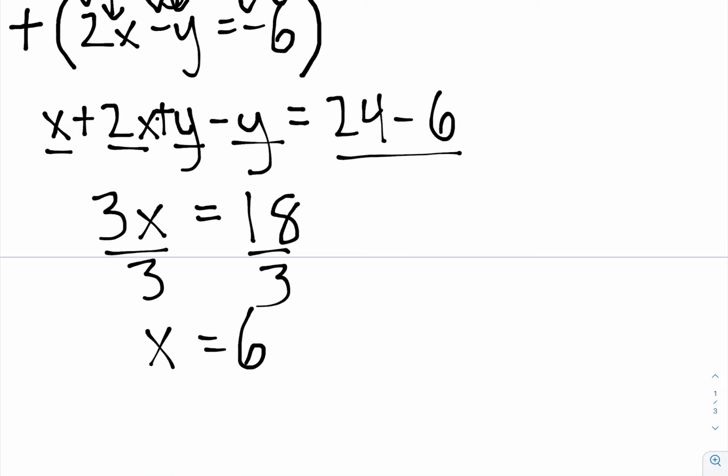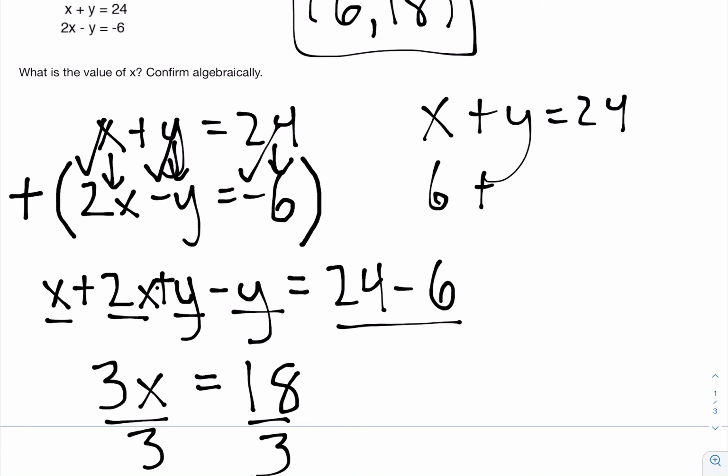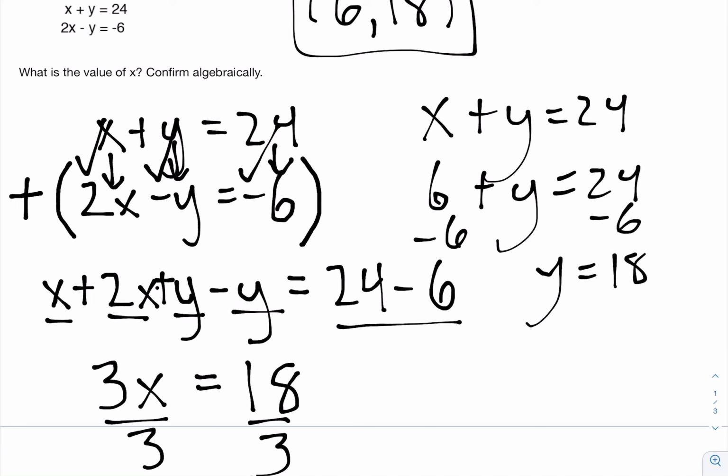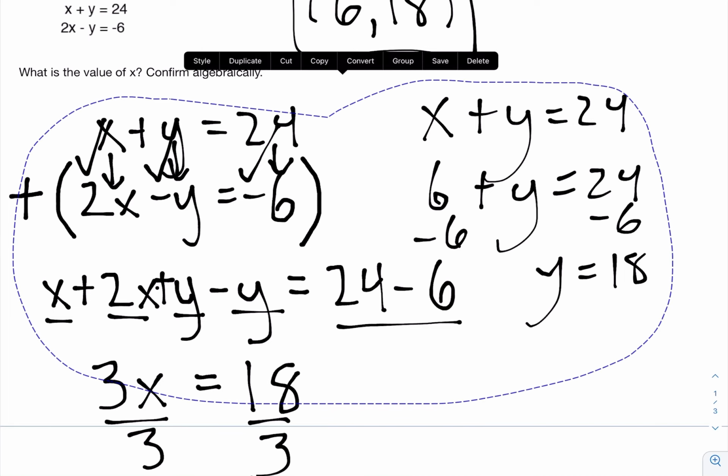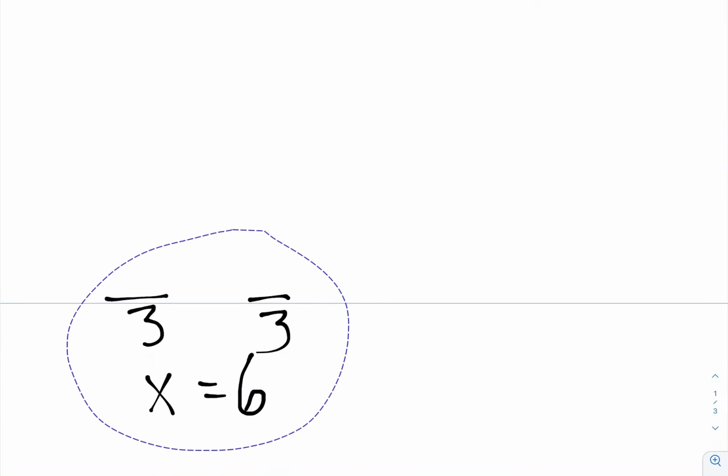Like we did in the last question, we can plug 6 into one of the equations. You always choose the easier one. So x plus y equals 24, 6 plus y equals 24. Subtract 6 on both sides. So y equals 18, and you'll get the same solution. Elimination can be helpful if substitution would take a little longer, or if you just wanted a quicker method. It's always nice to know different ways to get to the same point.